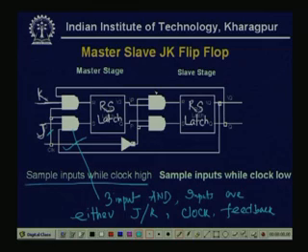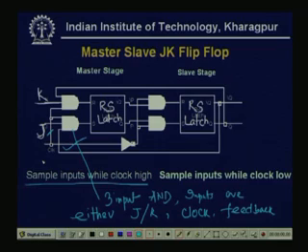Now, what will happen next? When the clock becomes negative or low, then the input will not reach the first RS latch.